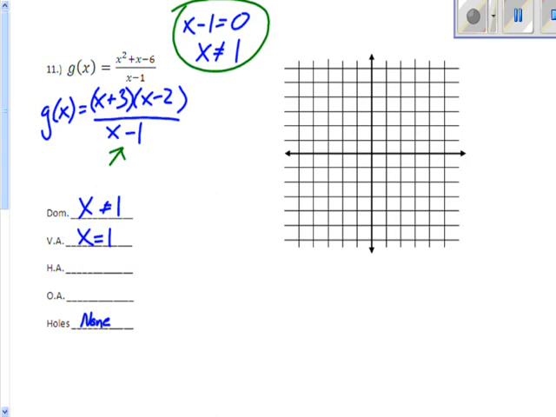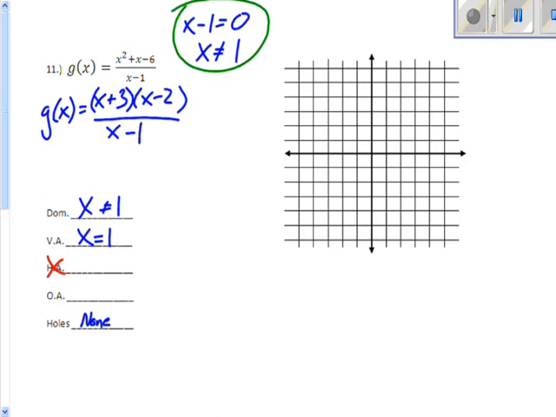All right, for the horizontal or oblique asymptote, again, I compare the degrees. Here, the degree of the numerator is 2. The degree of the denominator is 1. Since the degree of the numerator is bigger, this is the one case where we have an oblique asymptote. So no horizontal, it's going to be oblique. Okay? If the degree of the numerator is bigger, it's oblique.